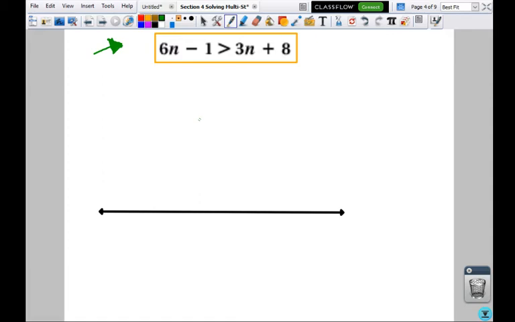Why don't you get your n's on the same side? How do you get the n's on the same side? All right. So why don't we put the 3n on the other side? Minus 3n.